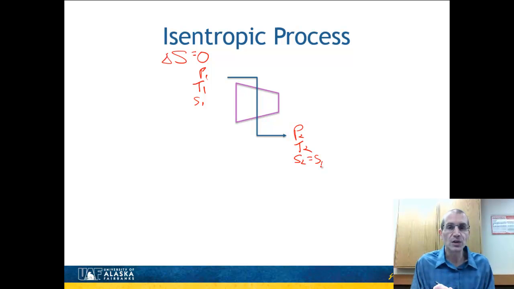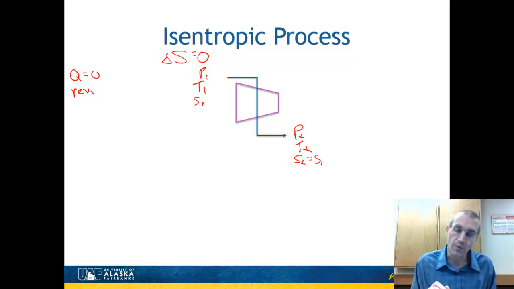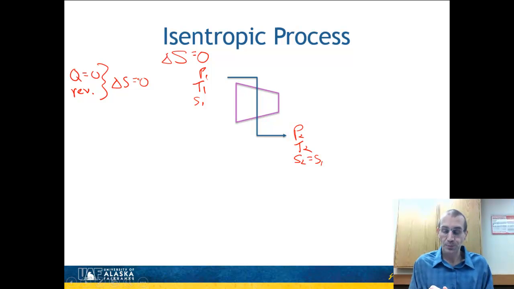There's a couple of ways that you can have an isentropic process. One is it can be completely reversible and adiabatic, which means there's not going to be any heat transfer. So, for example, Q could be equal to 0, and it could be reversible, meaning there's no friction. Therefore, delta S is 0. Right? Because I've got it reversible, and I'm not allowing any heat transfer to occur.